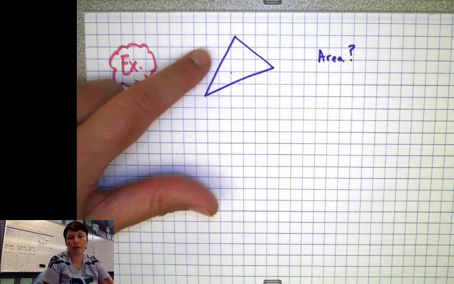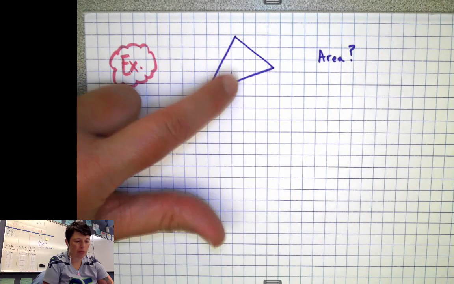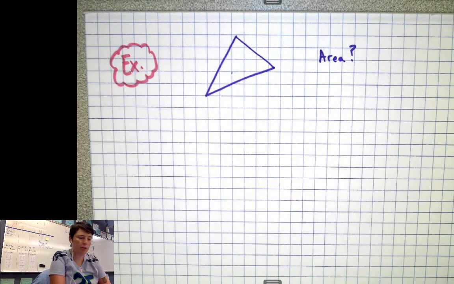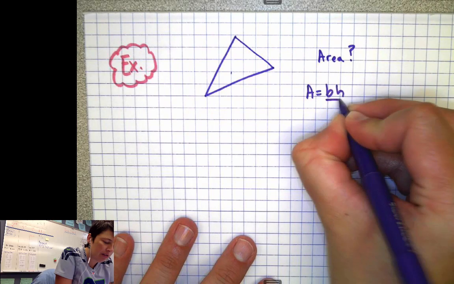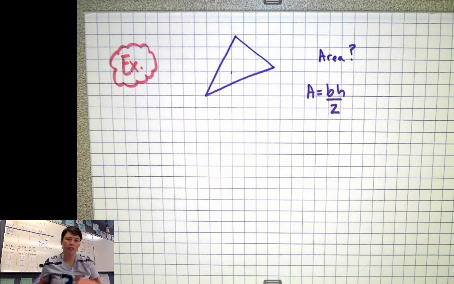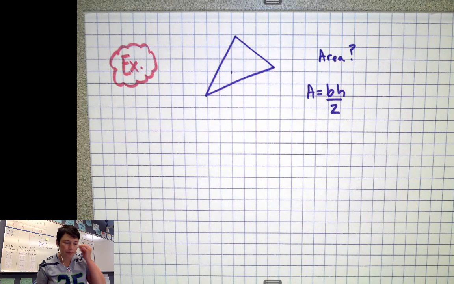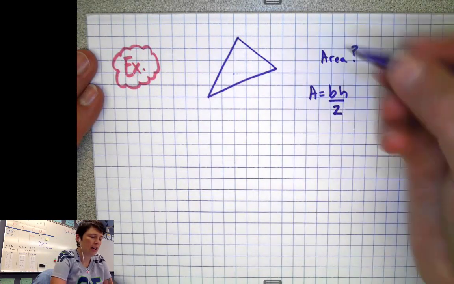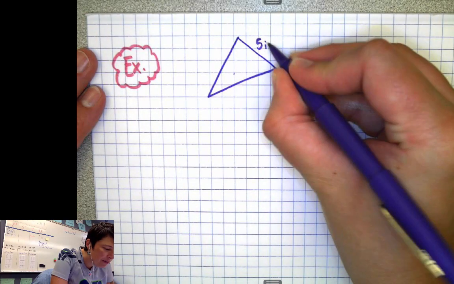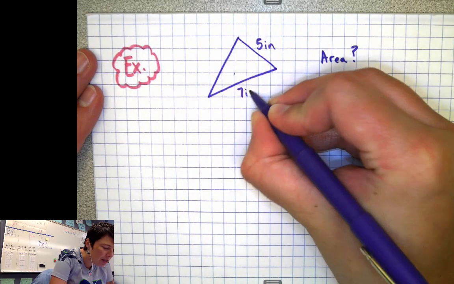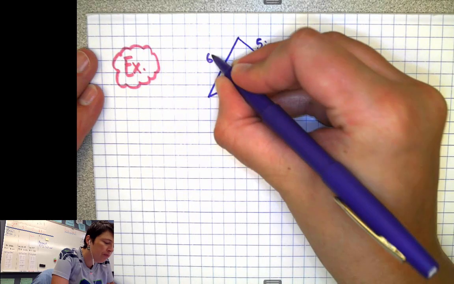So instead of trying to count the squares, which really is going to be challenging, we use a formula. We say area of a triangle is base times height divided by 2. And if you've watched the prior videos, you know exactly where we get that formula from. So that shouldn't be new to you. So in this case, I'm going to give you some measurements now. I'm going to tell you that this is 5 inches long, this is 7 inches, and this is 6 inches.